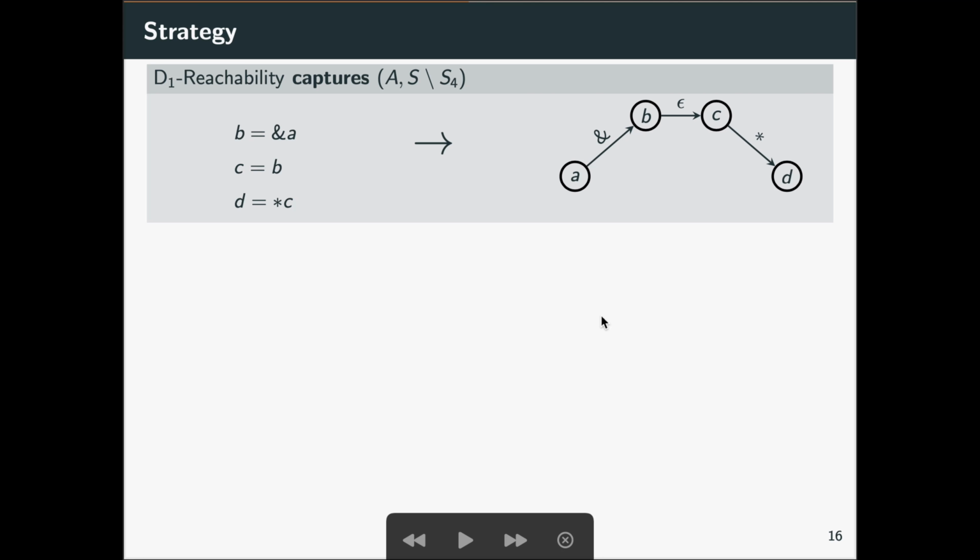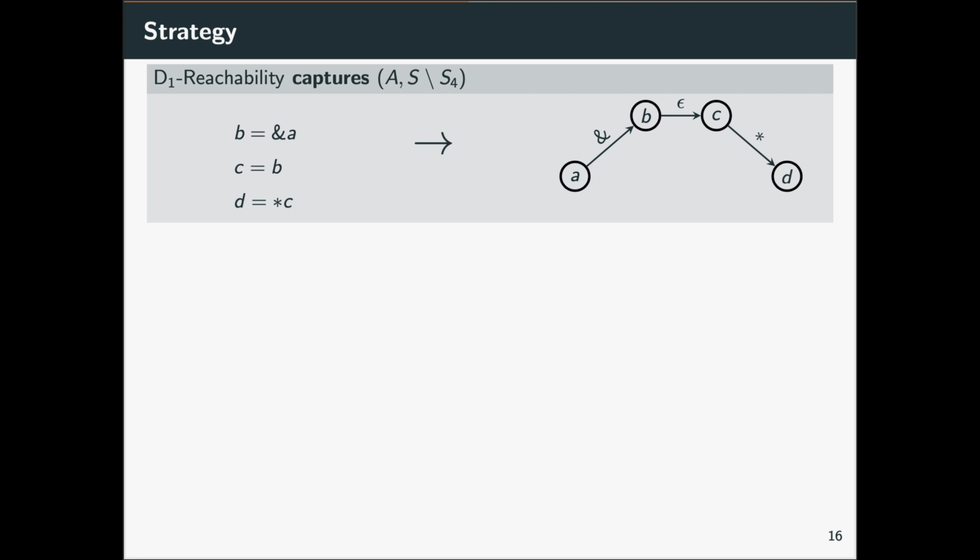A closer look at Andersen's analysis reveals that if we assume that there are no statements of type 4, and thus we only have these 3 types of statements, the problem becomes isomorphic to the well-known Dyck reachability with only one parenthesis type, which is also known as reachability in one-counter systems.